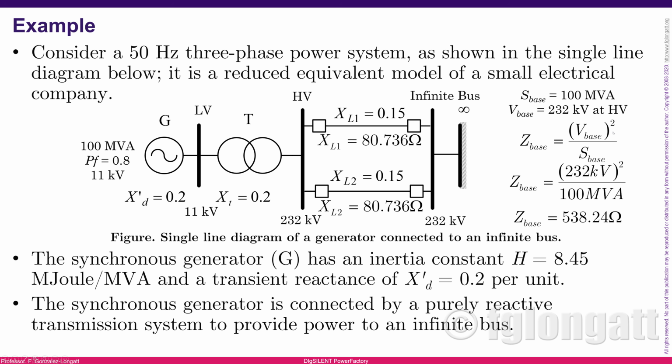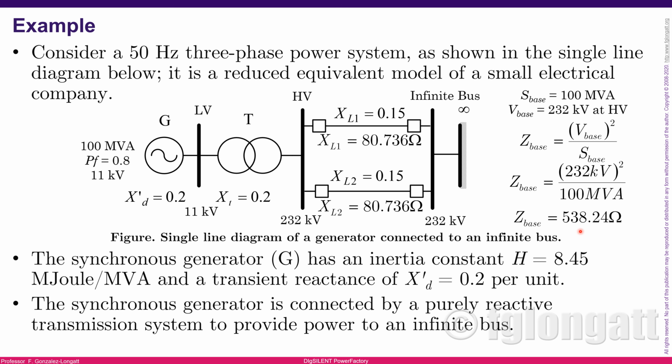Voltage base, I already said 232. You can see over there, 232. The square of this 232 kV divided by the apparent power base, in this case 100 MVA, okay? When we put the numbers together, you can use a calculator, you can use MATLAB, any mathematical tool that you want to use. The impedance base, in this case, is 538.24 ohms, okay? That is the impedance base.